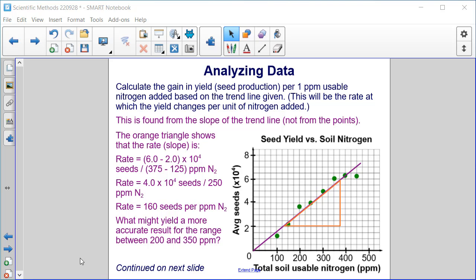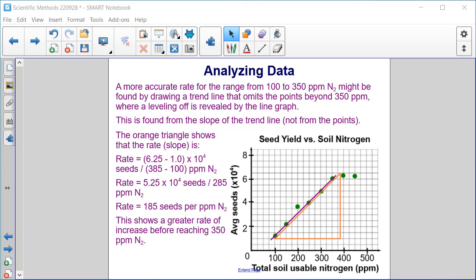What might yield a more accurate result for the range between 200 and 350 parts per million? A more accurate rate for the range from 100 to 350 parts per million nitrogen might be found by drawing a trend line that just omits the points beyond that, where we saw a leveling off revealed by the line graph. So we can find the slope of this trend line using the orange triangle to find the rate, the change in y divided by the change in x.